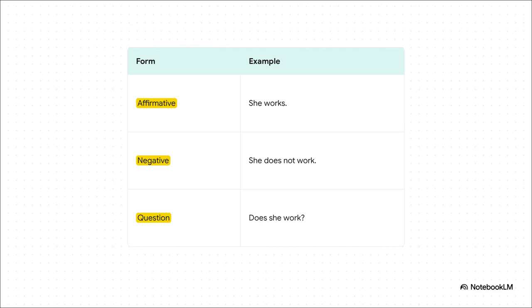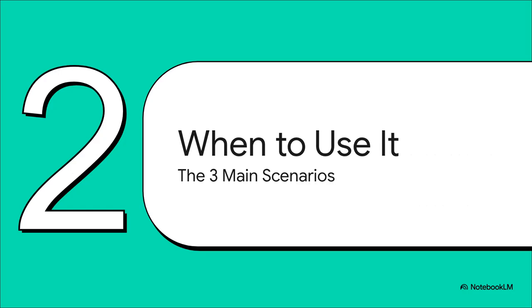Check this out. In the affirmative, you see she works. The S is right there on the main verb. But look what happens in the negative and question forms. The S has literally jumped from the verb work over to our helper do to create does. This is so important. The main verb then goes back to its basic form. She does not work, not works. The does is doing all the heavy lifting. Okay, blueprint mastered. We now know how to build the sentences.